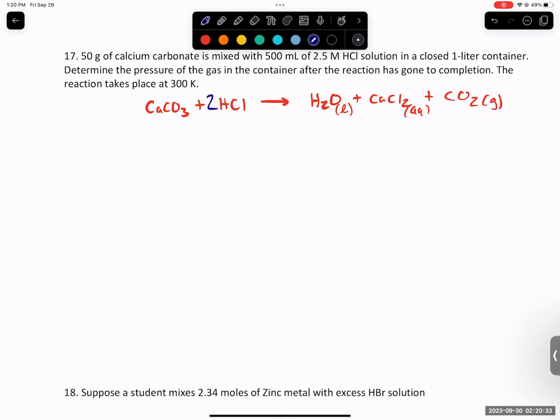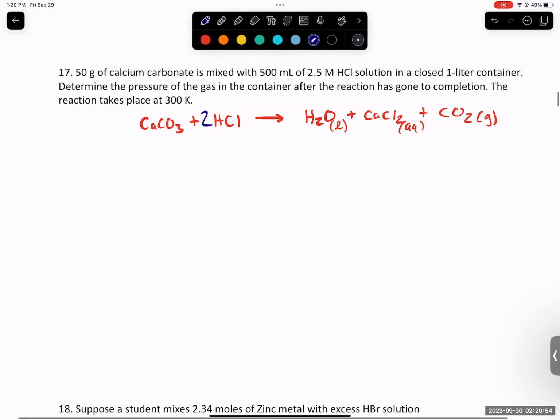Let's see. I'm going to do what Rich does. Got 1 calcium, 1 calcium, we're good. 1 carbon, 1 carbon, we're good. 3 oxygens, 3 oxygens, we're good. 2 hydrogens, 2 hydrogens, we're good. 2 chlorines, 2 chlorines, we're good. All right, so that's how you make sure that you balance it correctly.